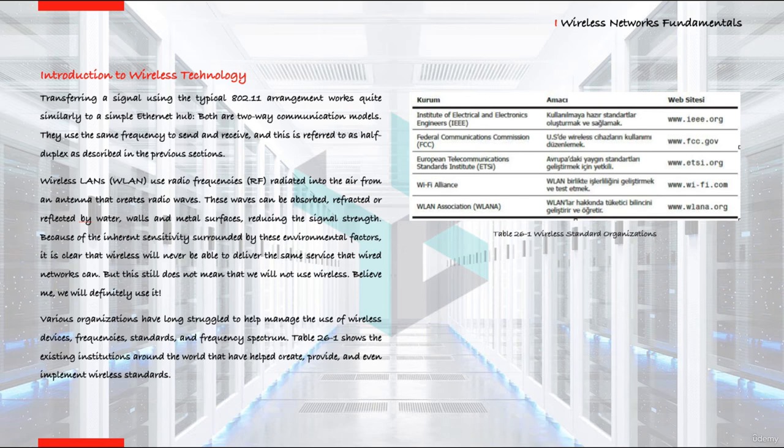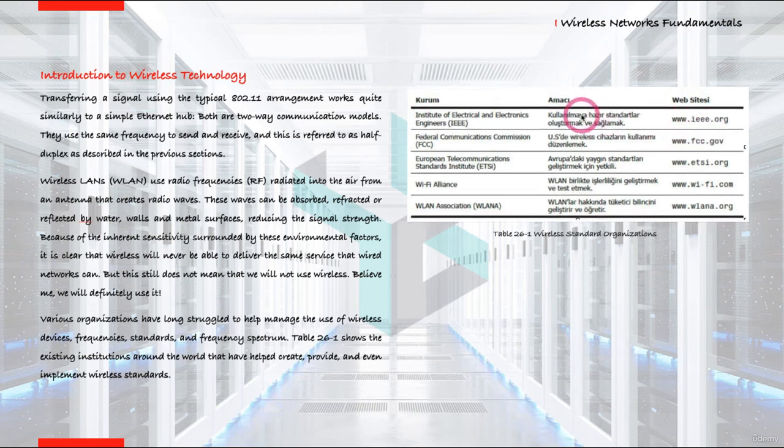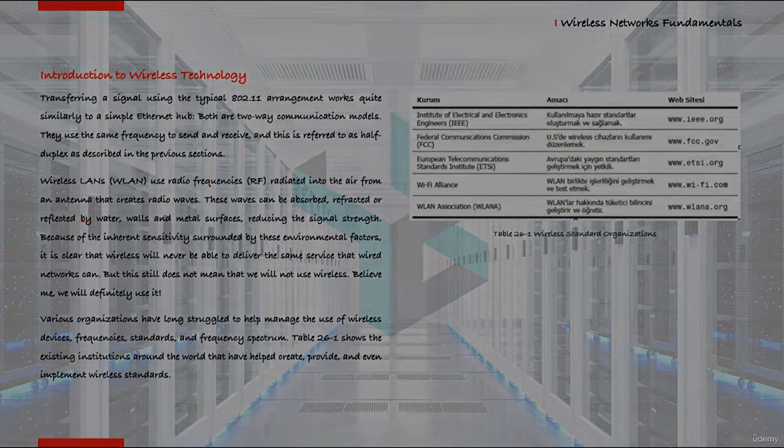There are various agencies that regulate wireless network standards and frequencies. You can see them in our table here. IEEE is an institution established to create and provide ready-to-use standards. Then there's the FCC, which is an institution created to regulate the use of wireless devices in the United States, and ETSI is another institution. This is also an institution that is authorized to improve the standards in Europe. Wi-Fi Alliance is an organization created to test Wi-Fi standards. WLANA is an organization created to develop and teach consumer awareness about wireless networks.